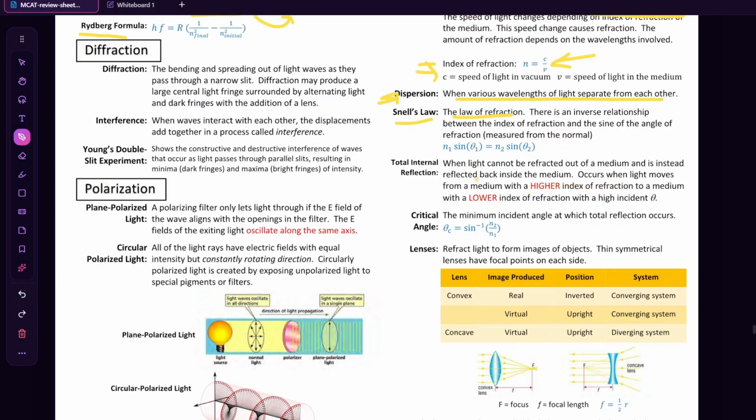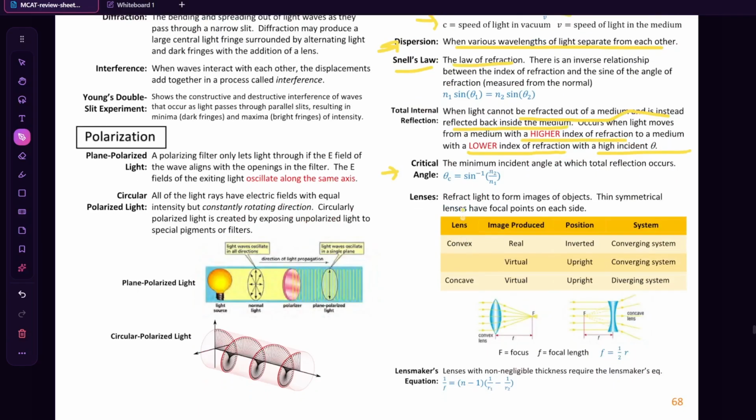So total internal reflection is basically when light cannot be refracted into a medium and is instead reflected back into the medium. So it occurs when light goes from a medium with a higher index of refraction to a medium with a lower index of refraction with a high incident angle. So there's a specific angle called the critical angle, which is the minimum angle of incidence at which this total internal reflection will kick in. So anything below that angle, light will still partially exit normally, but at or above that angle, 100% of the light will bounce back inside. So that's the critical angle here.